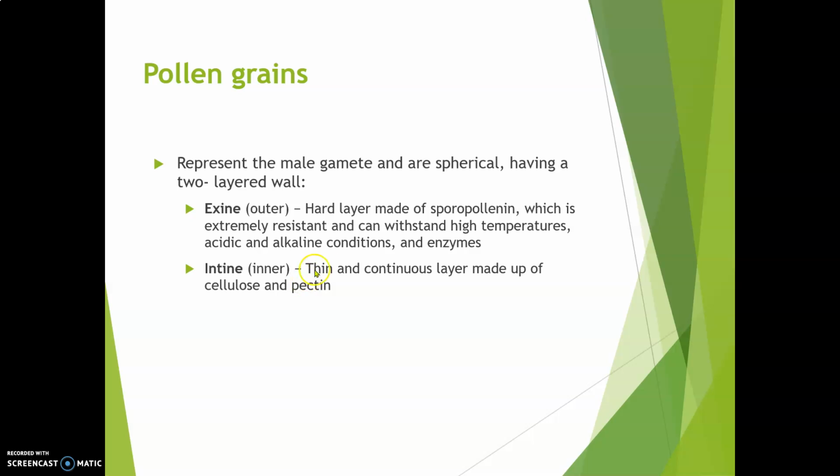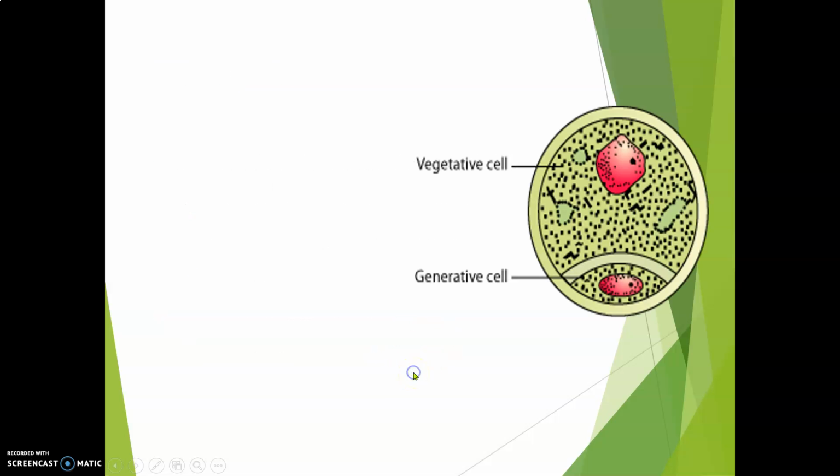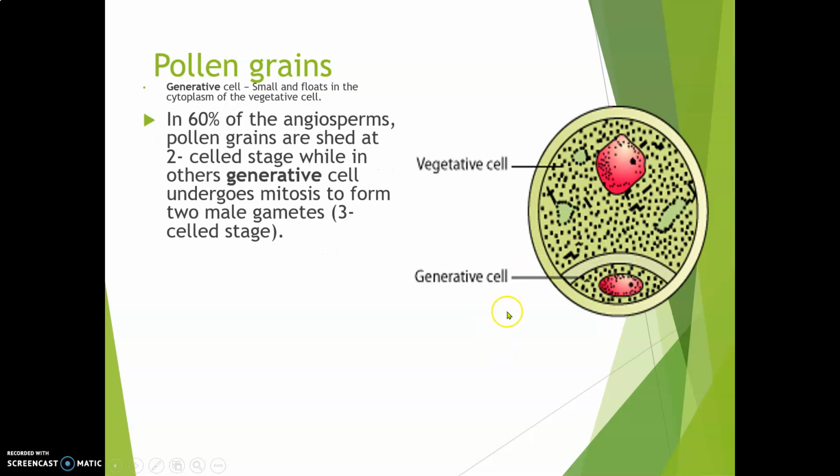Now the intine, which is the inner layer in the pollen grain, is thin and continuous and made up of cellulose and pectin. Mature pollen grains contain two cells: the vegetative cell, which is large with an irregular nucleus and contains the food reserve, and the other is called the generative cell. Here you can see the diagram of the vegetative cell and the generative cell. The generative cell is small and it floats in the cytoplasm of the vegetative cell.